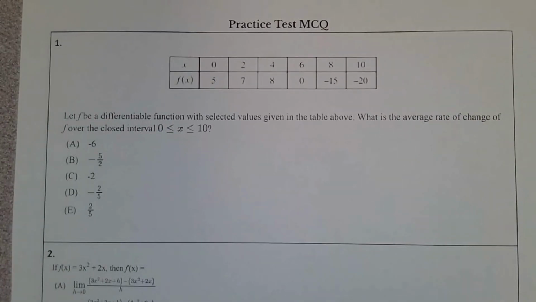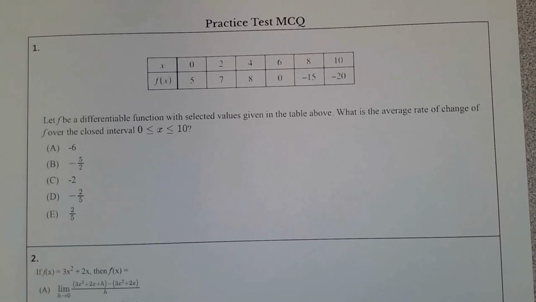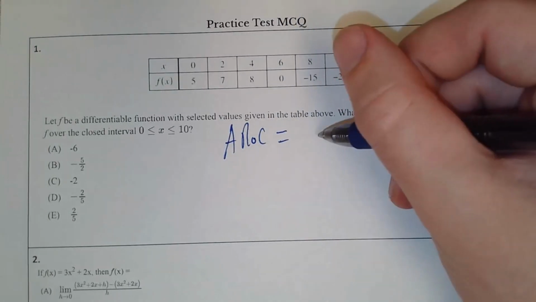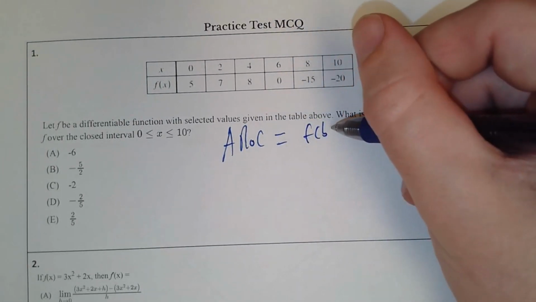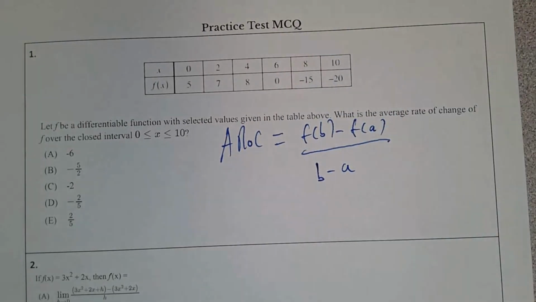There we go. Okay. Let f be a differentiable function with selected values in the table above. What is the average rate of change of f over the closed interval of 0 to 10? Alright, so average rate of change. I didn't actually put that in the notes, but you should know this. Average rate of change is f of b minus f of a over b minus a. This should be in the notes.